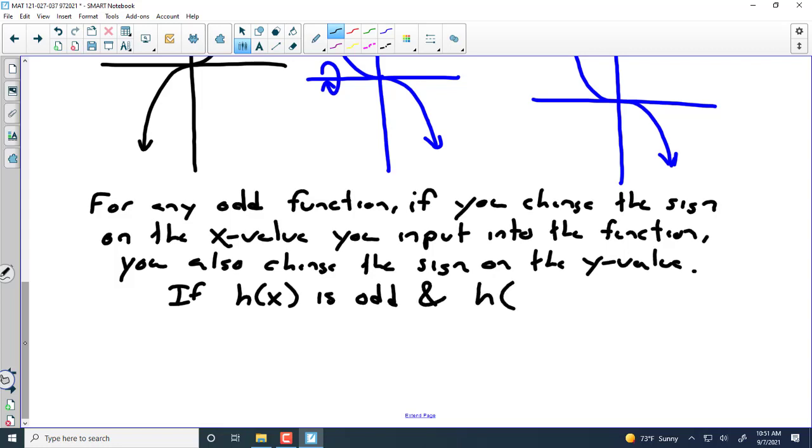So if we have an odd function, and we know that when you plug in a -3, you get a 4, then we know that if you plug in +3, you get -4. So the way an odd function works is both reflections do the same thing. And the other way it works is if you change the sign on your input, in other words, if you change your negative number you were putting in to a positive, or you change your positive to a negative, that will also change the sign on the y value.